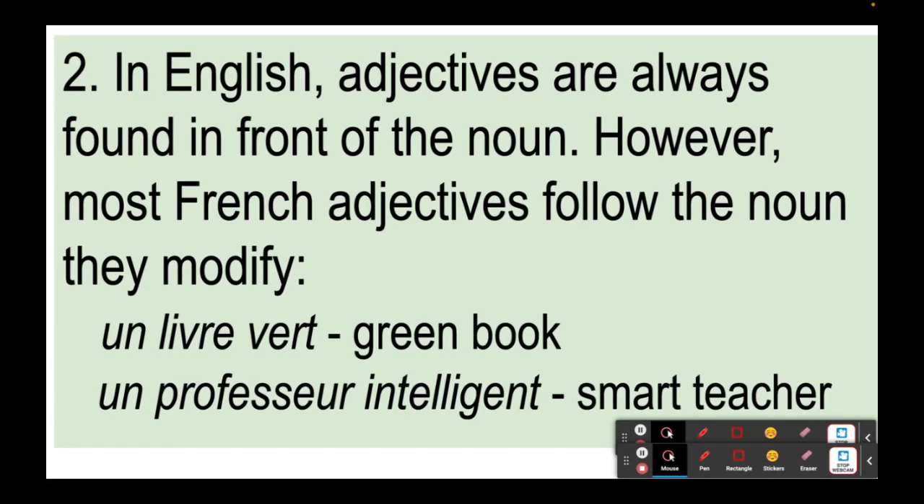So just remember that in English, adjectives are always found in front of the noun. However, most French adjectives follow the noun they modify. So un livre vert is going to be green book. For us, we say book green. So it's the opposite. Un professeur intelligent, smart teacher, is going to be teacher smart. Un élève intelligent, student smart. So it's just the opposite of how we do it in English.